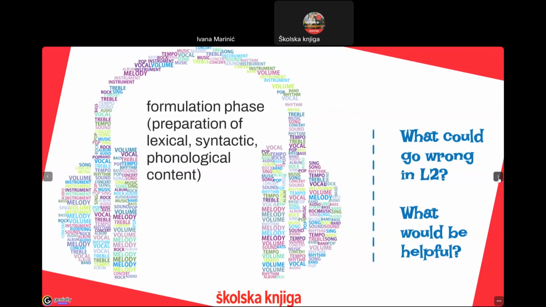The next phase is this formulation phase, where your brain prepares the lexical, syntactic, and phonological content. What could go wrong here in a second language is that there is not enough content, right? So, for example, they cannot remember some word, or they don't know how to combine words in a sentence. Phonological content is like pronunciation and how to pronounce certain words, etc.